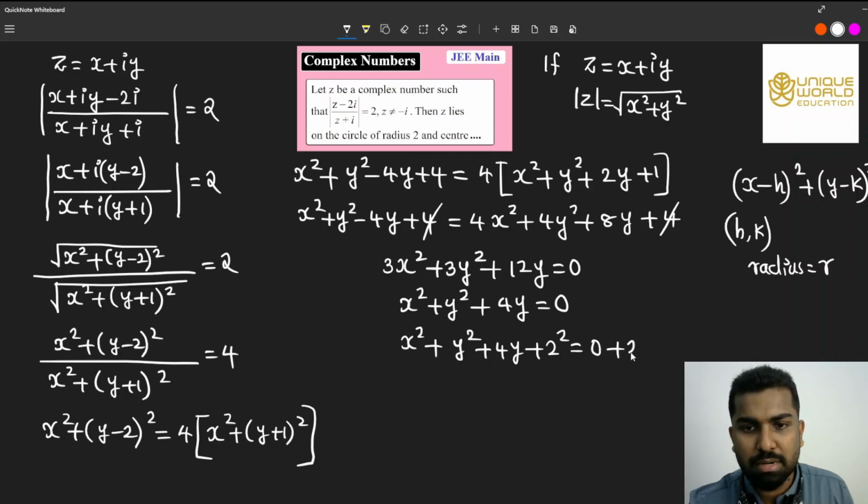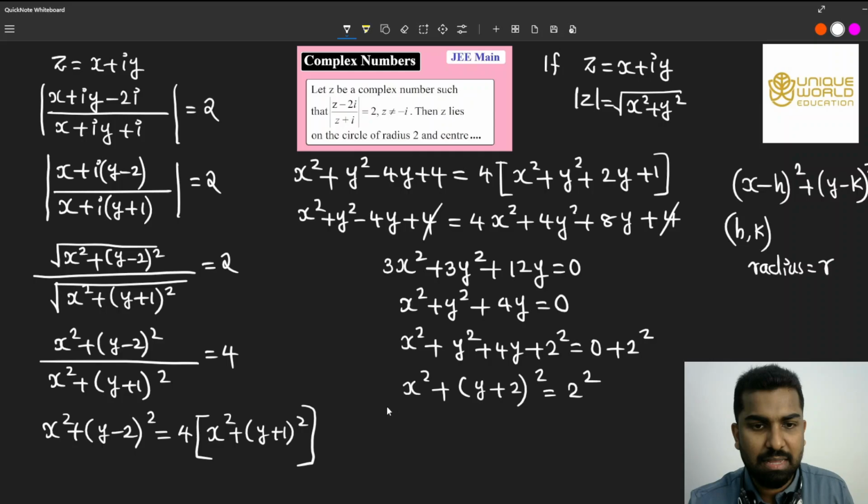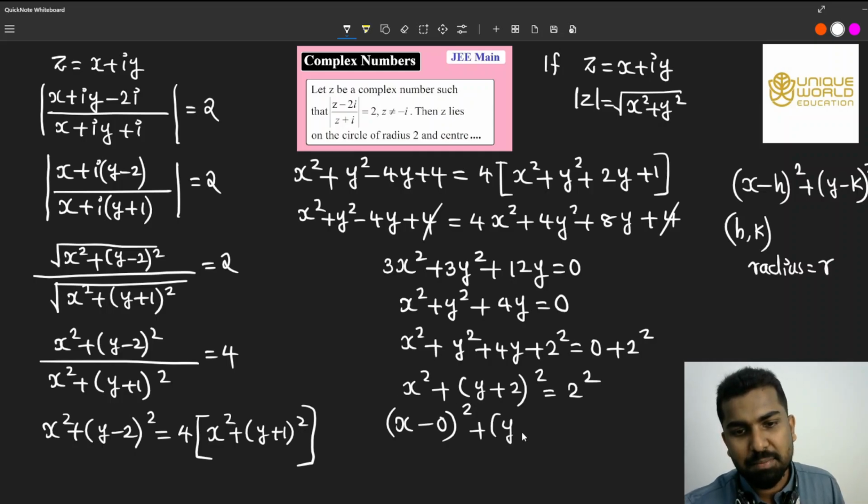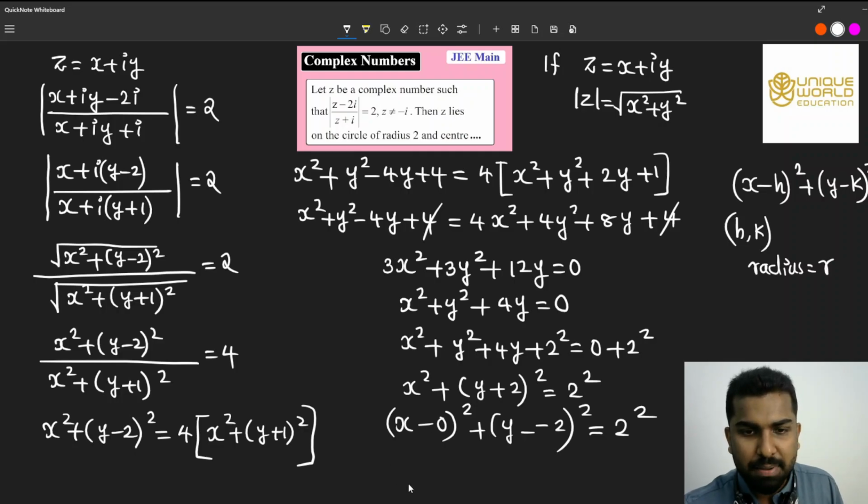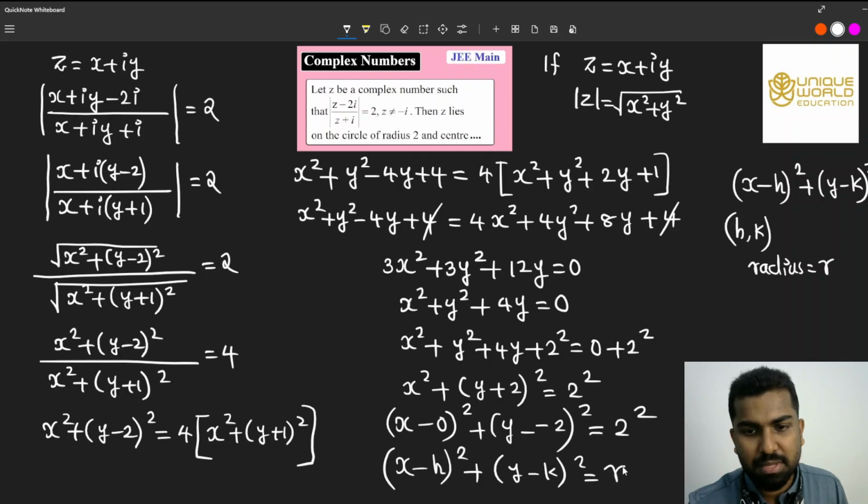So this extra 2² I can add on the RHS as well. So x² itself plus y² + 4y + 2², I can write (y + 2)², that will be equal to 2², right? So this thing is nothing but, if you want the standard form, (x − 0)² + (y + 2)², if you want you can write (y − (−2))², that will be equal to 2². Now if you are comparing with your standard equation of the circle, (x − h)² + (y − k)² = r².